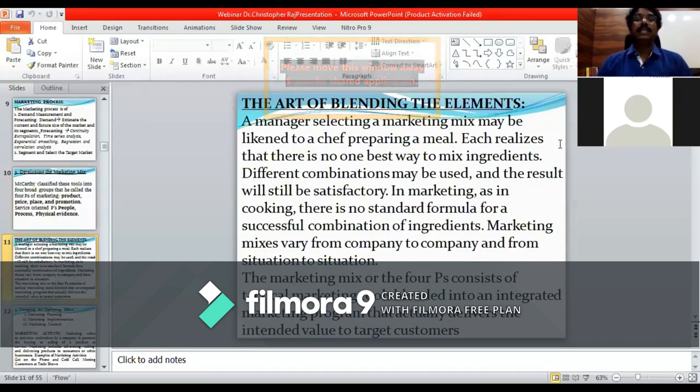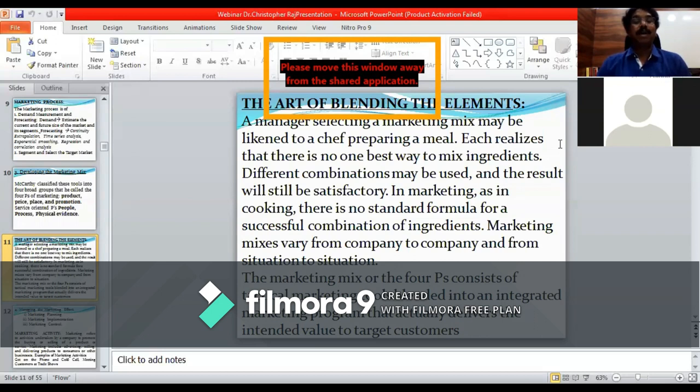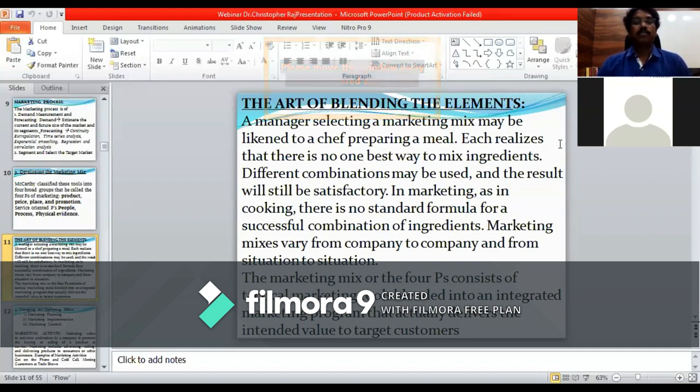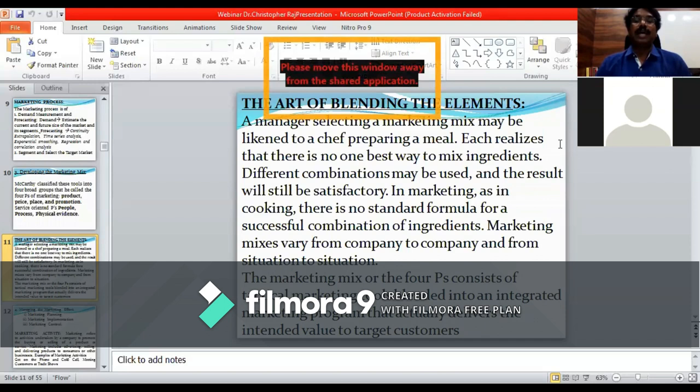The art of blending the marketing elements is like a chef preparing a meal. It is a combination of a set of appropriations so that we get a real mix, the marketing mix. There is no perfect formula for creating a marketing mix. It's just an appropriation of funds to these four P's. The funds appropriated on transportation of goods is place, the appropriation of funds for advertisement is called promotion, and the cost of the products to be produced and the profits earned is price. The blend of all these is a tactical marketing tool, which blends into an integrated marketing program that actually delivers the intended value to the target customers.